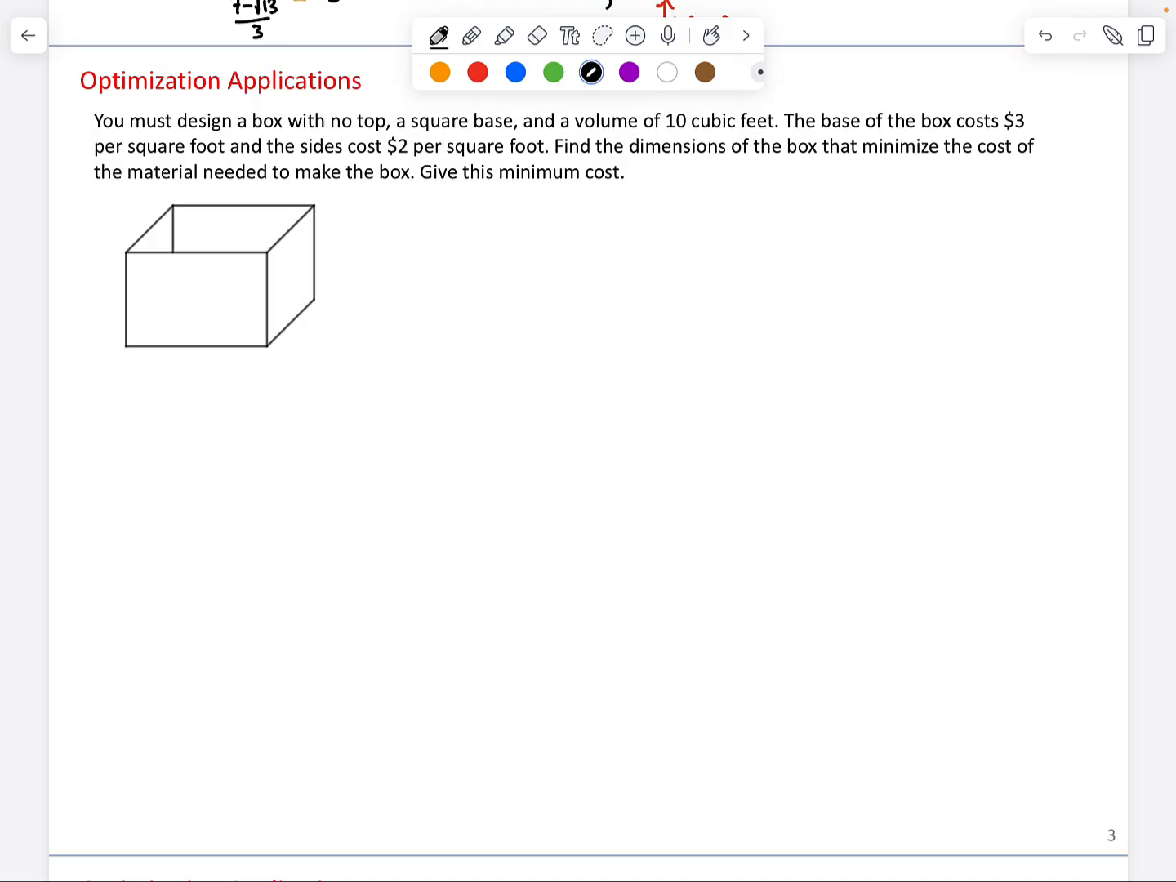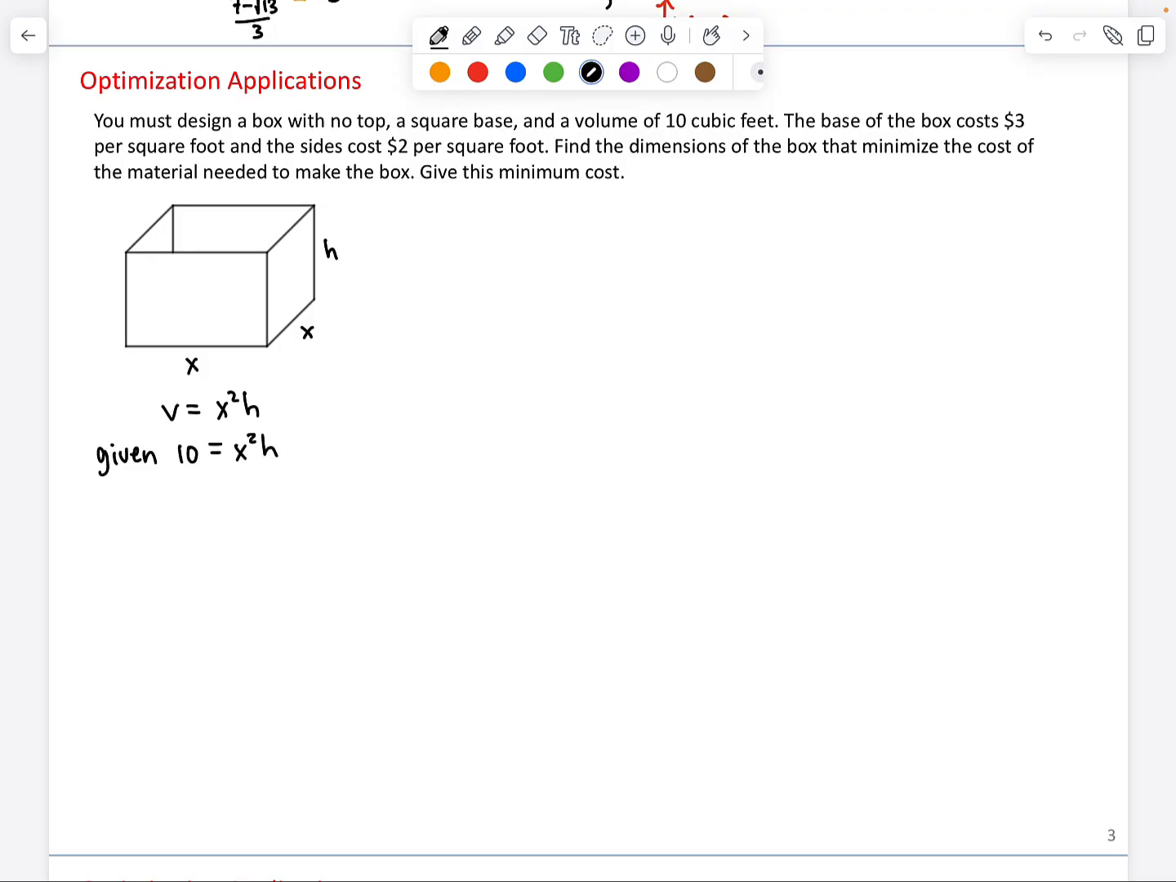So the base of this box is square. I'm going to use, therefore, x and x to represent the length and width. The height, I don't know what it is, so I'll use a different variable for that, h. So the volume of such a box would be x times x, or x squared, times h. It's also given that we need the volume of this box to be 10 cubic feet.